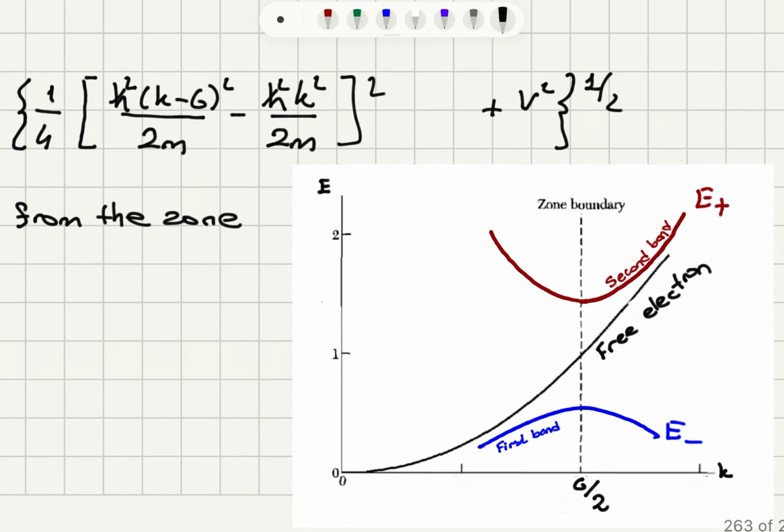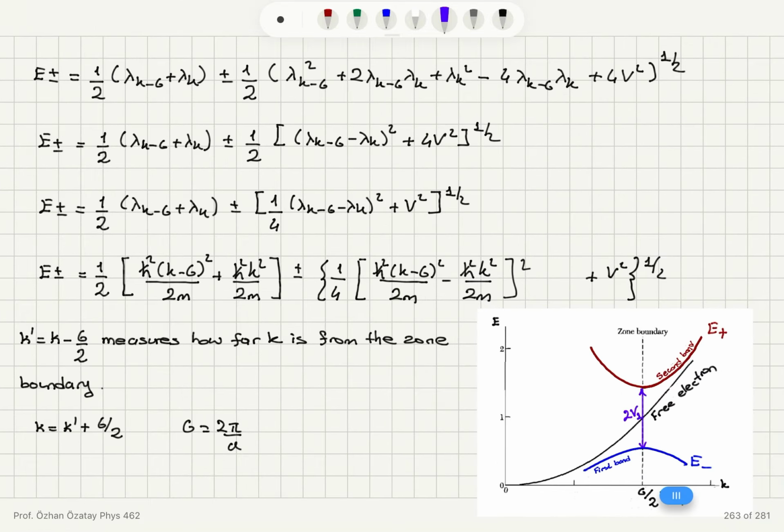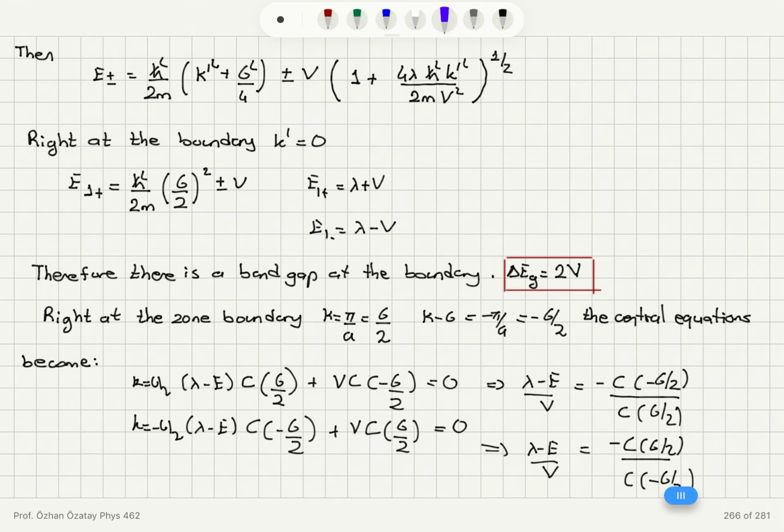So we find that if we plot energy versus k, the free electron solution for k is equal to g over 2, which is pi over a, was like this. But for the nearly free electron model, we have a first band and a second band forming, and there is a band gap here, which is how much? So this band gap is equal to 2v, or equal to 2v1, the first Fourier coefficient. So that's at the first Brillouin zone boundary.